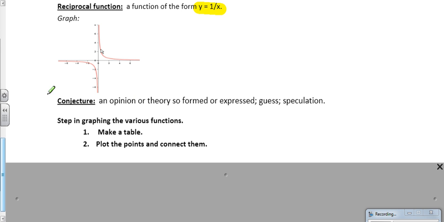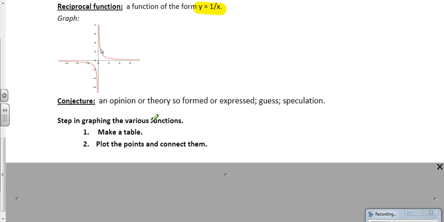Conjecture. Conjecture is a little bit of geometry here, but it is an opinion or a theory so formed or expressed, guess or speculation. Based upon what you see, you form an opinion. So what do you think after seeing what you've seen? This is a theory or opinion.